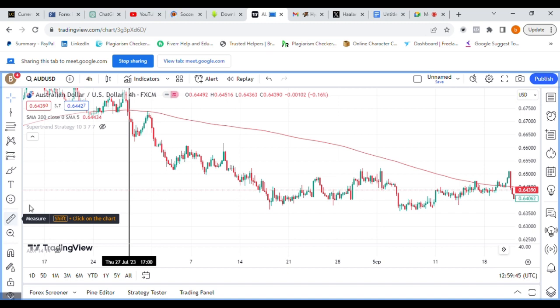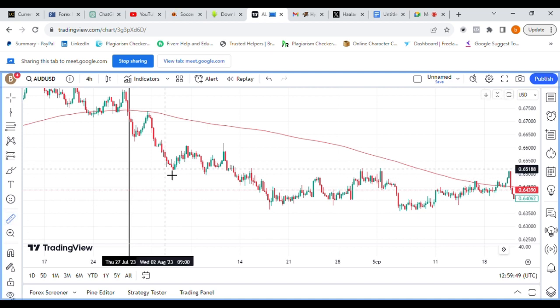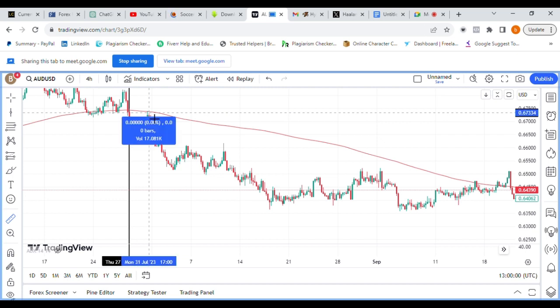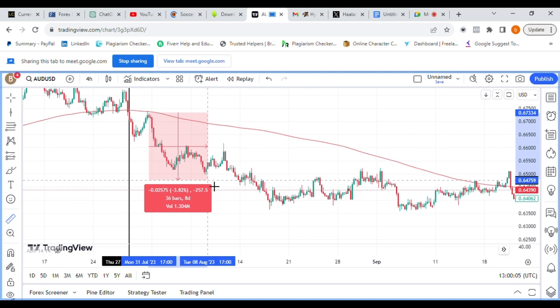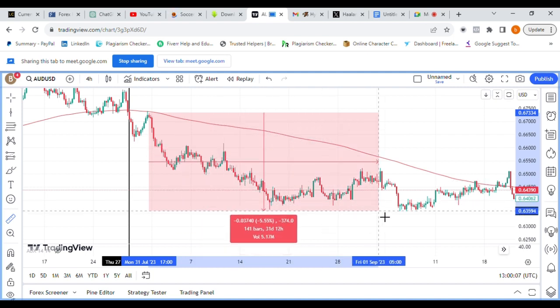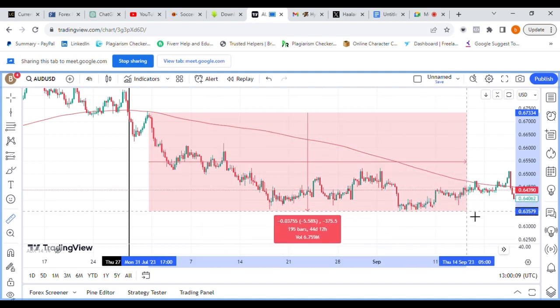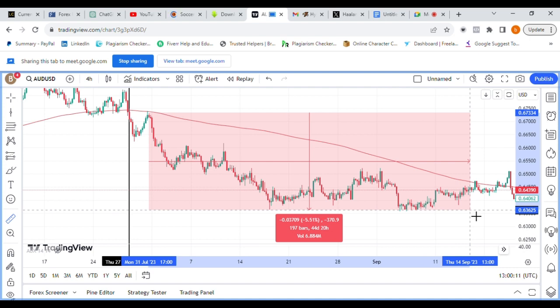Can you see that clearly? This is the ruler. Pick up the ruler. You click where you want to click. Let's say you enter at this crossing. Or no, this is a crossing here. This is a retest, so normally wait for retest. So let's say you enter from this point and you had your position from 31st of July up till now. You see that you're almost at 370 pips.